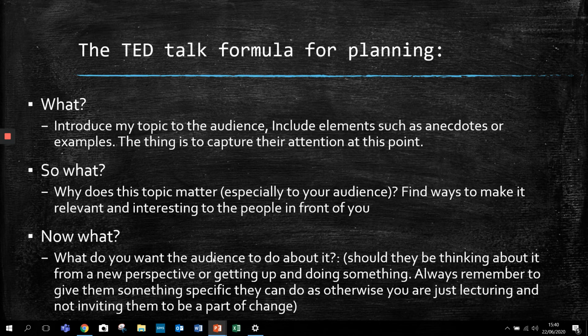Okay, you need to give things specific they can do. Otherwise, you're just lecturing. Okay, they need to feel that they are part of the change you want made. So that's when we're thinking about bringing them in. And all the way through, especially if you're looking at something very persuasive, you really want to be using that pathos. You want to be bringing that into language, getting an emotional reaction from them, even if it's still emotional. Okay, because we as human beings, we react to emotion far more than we react to logic.